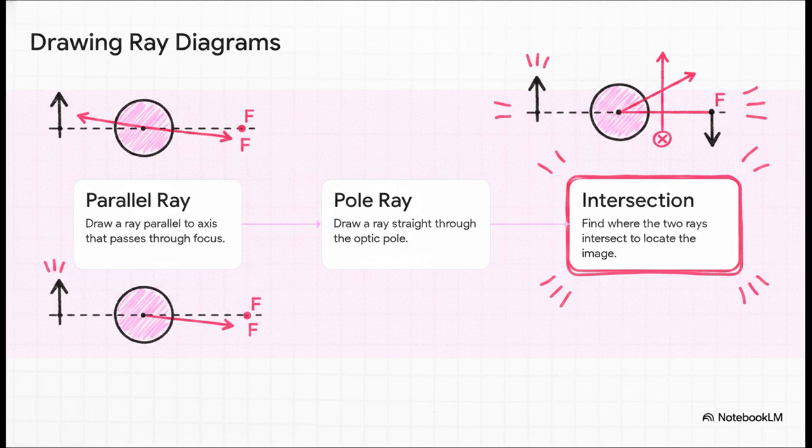Follow these 3 simple steps for a ray diagram and you'll never have to guess. Step 1. Draw a ray straight from your object, parallel to the axis, and bend it right through the focus. Step 2. Draw a second ray slicing straight through the absolute center of the lens, the pole, without bending it at all. Step 3. See where they cross. Where those 2 lines intersect is the undeniable geometric proof of where your image is going to form.